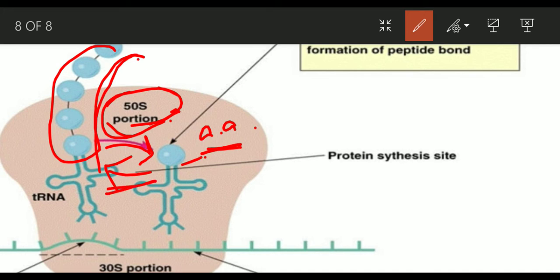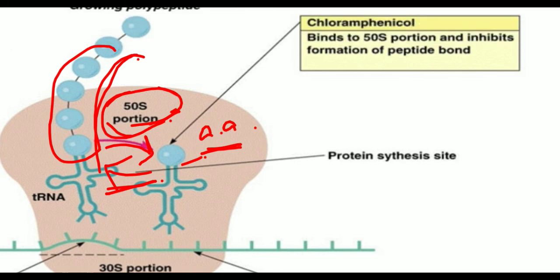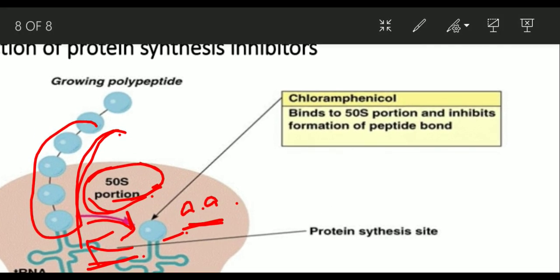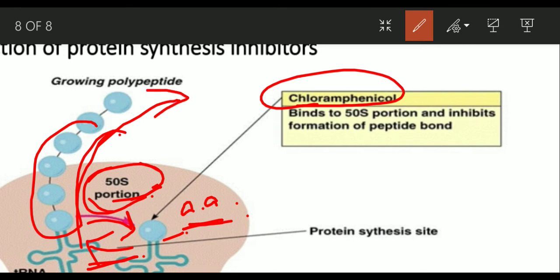This amino acid has to form a peptide bond so that it also gets incorporated into this polypeptide chain. So this peptide bond formation is inhibited by chloramphenicol. So there is no peptide bond formation, the polypeptide chain doesn't get elongated and protein synthesis is inhibited. So this is the mode of action of chloramphenicol.